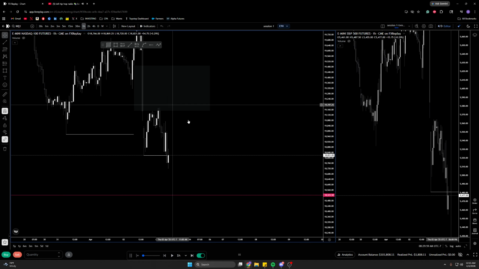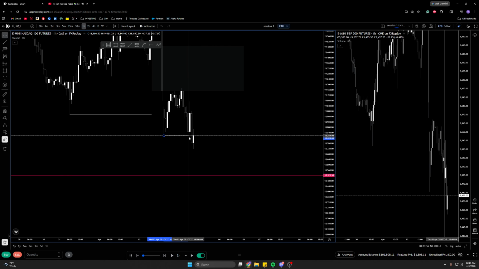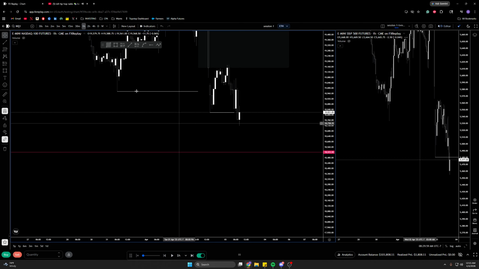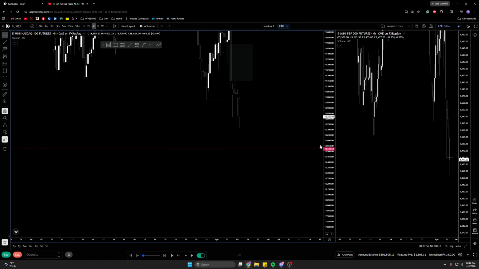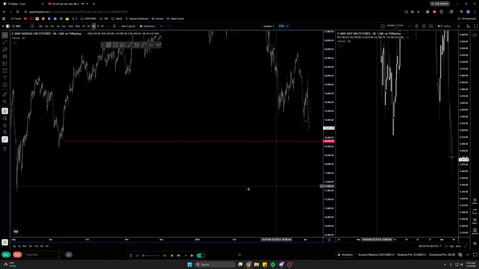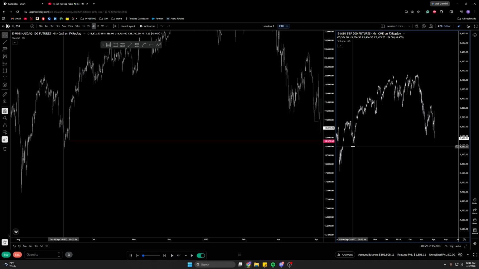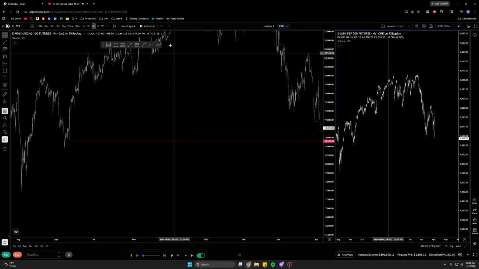So there's that. So we took this out. Looks like ES is kind of already bleeding. Let's go ahead and look at the higher time frame. What's ES at? So this low for ES is all the way down over here.